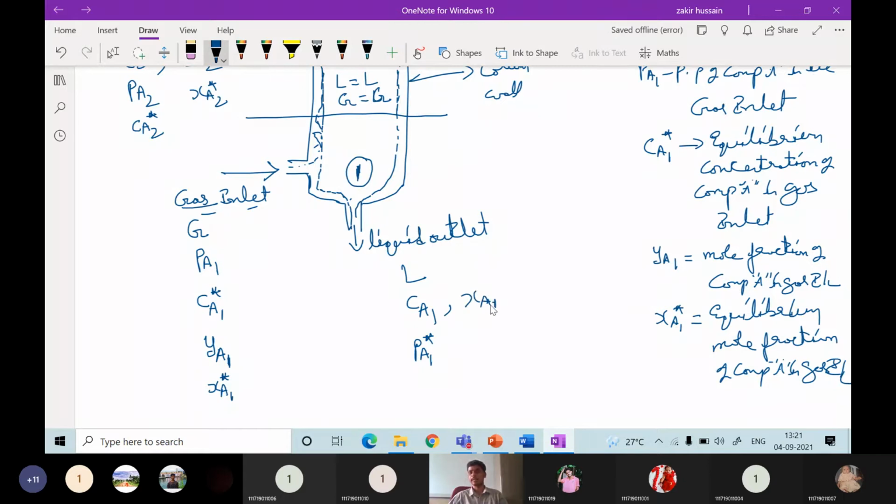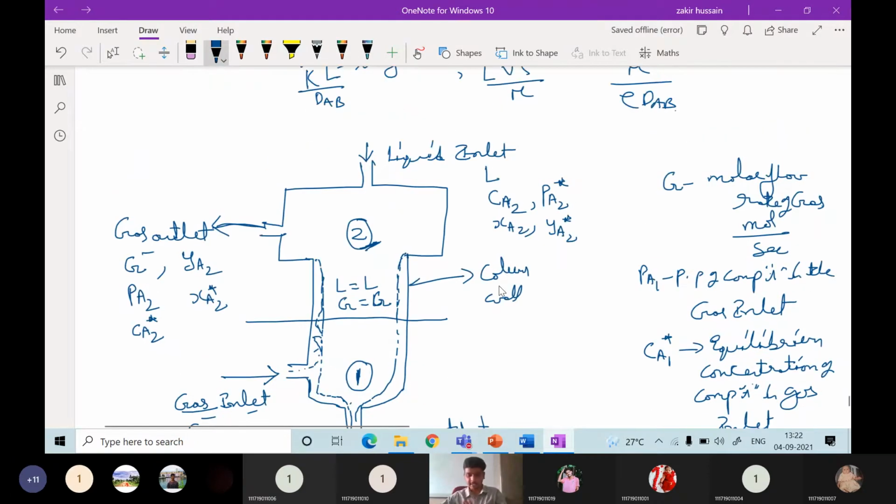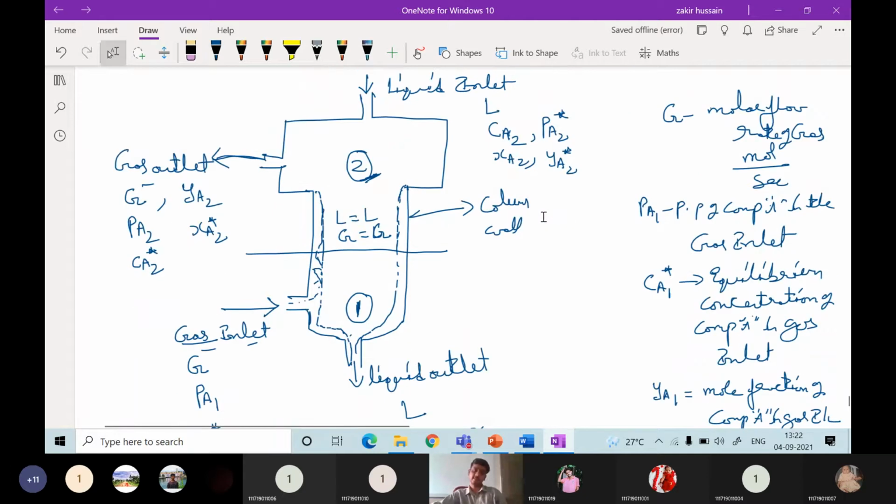So this is one variable. Then the equilibrium mole fraction of component A in this liquid outlet is YA. XA1, and this is YA1 star. So are these variables and notations clear, how we are fixing this one?